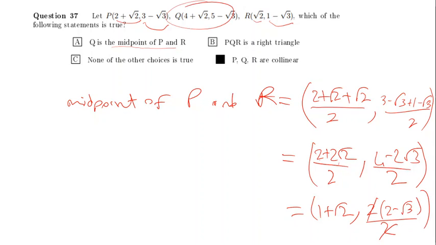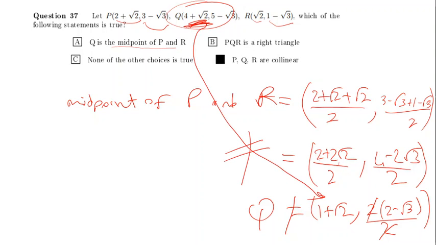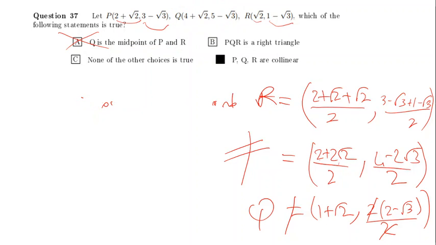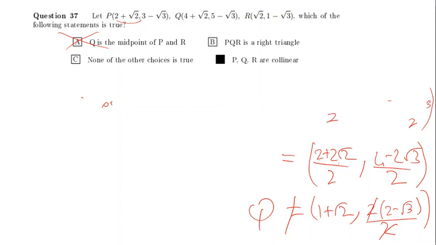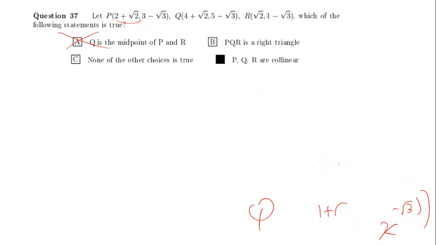And this is not equal to Q for sure. This is not equal to Q because Q has this 4 plus. Okay, this is not true. So the first one is not true. And now we check the others. To check the other two, the collinearity and the right triangle, we have to check the distances between the points. Now let's check the distances between the points.